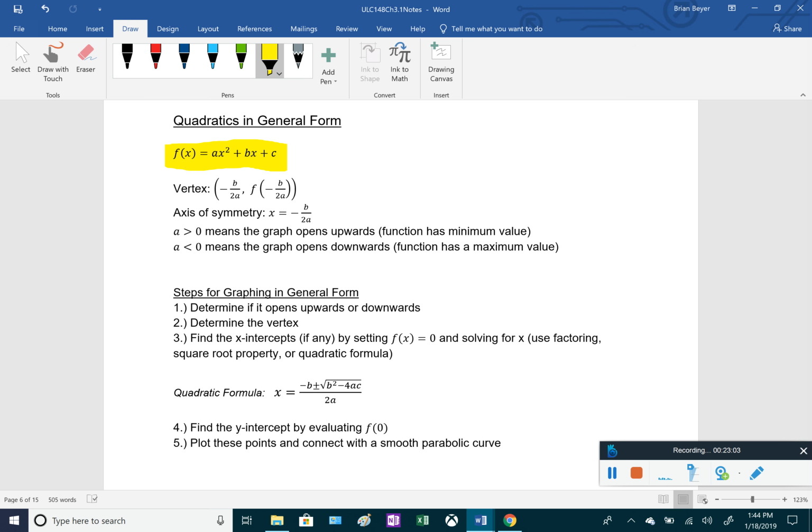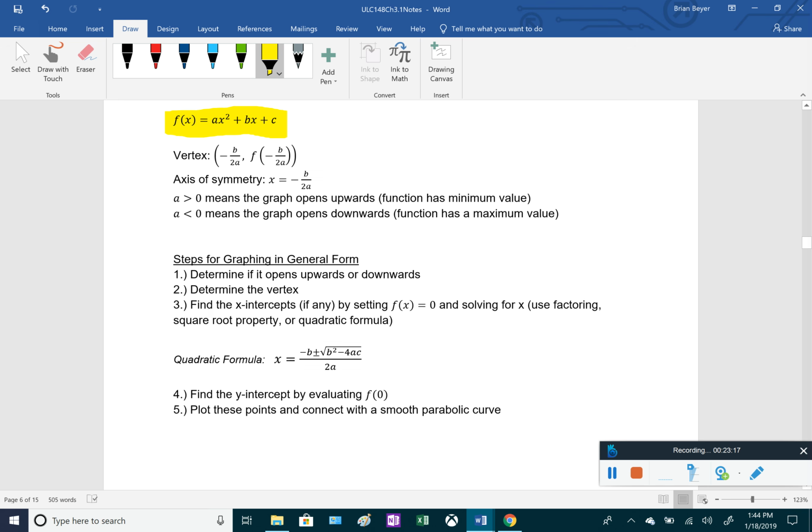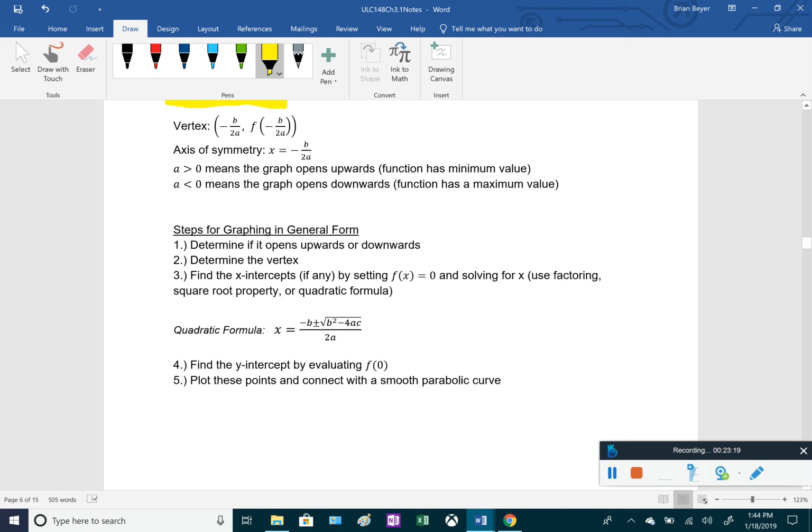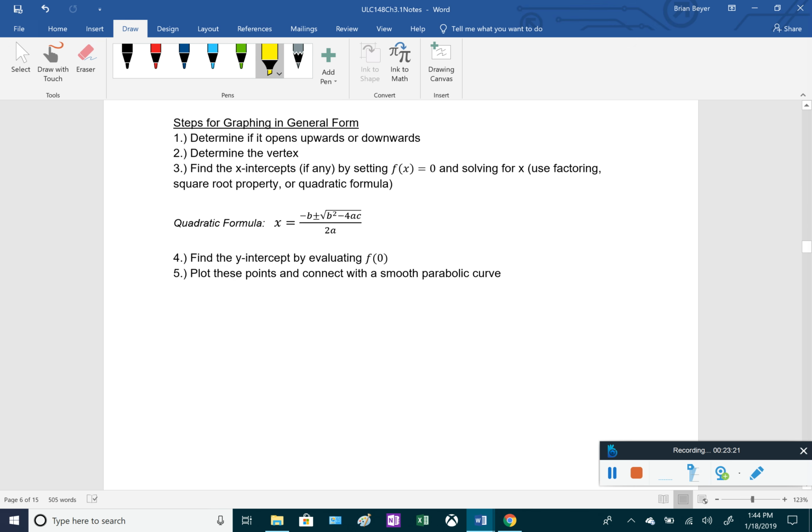The solutions for a quadratic in general form are going to be x equals negative b plus or minus the square root of b squared minus 4ac, all divided by 2a. So a little bit of a calculation, not awful. So once we find that, then we can find the y-intercept by evaluating f of 0.